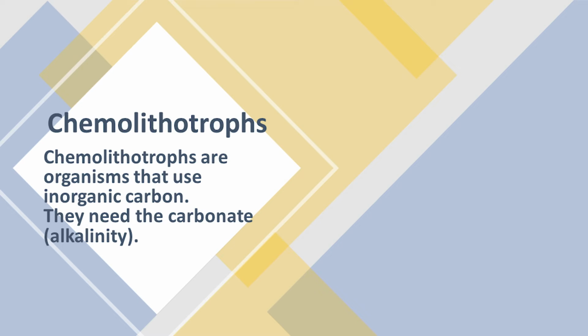So you need to have, for that stage, something called alkalinity. And alkalinity is really a carbonate, which is an inorganic carbon, something we couldn't use, for instance, for food. But those bacteria that make that conversion from ammonia to nitrate, these are something called chemolithotrophs, which means they use inorganic carbon and they need that carbonate.